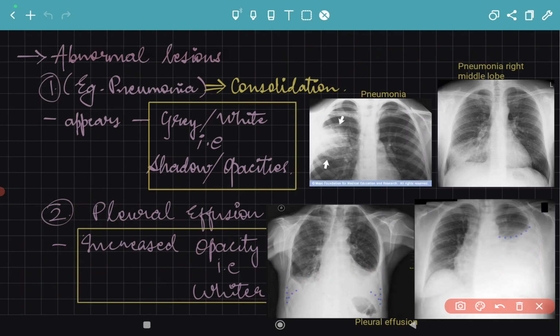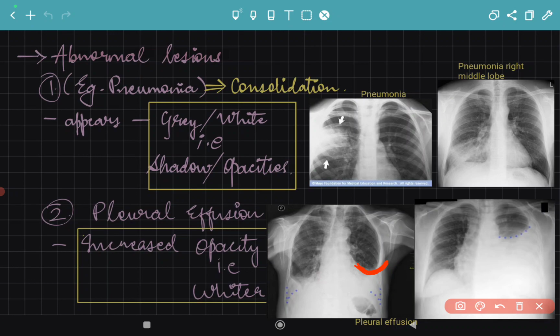So now let's focus on the key points. Due to this increased opacity, that is whiter appearance on the chest X-ray in pleural effusion, let's consider this chest X-ray of pleural effusion. We can see the radio opacity, and because of this there are three signs. First of all, the pleural fluid which is accumulating can be seen here as a meniscus with the upper border concave.